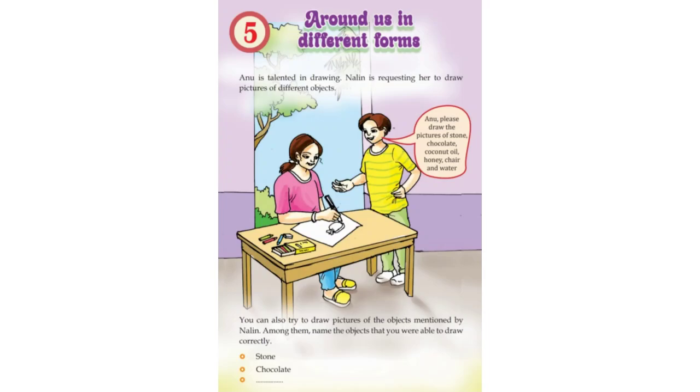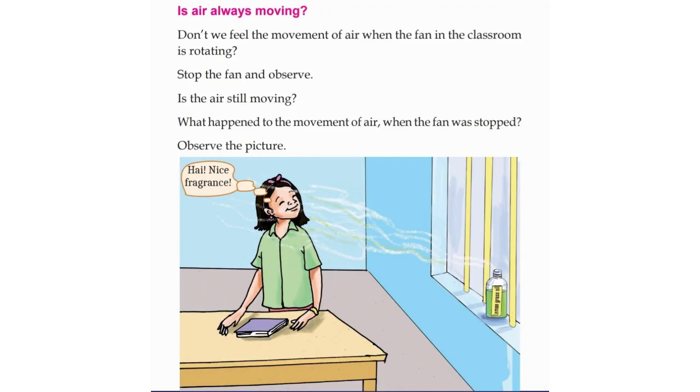EVS Lesson 5. Around us in different forms. Is air always moving? Don't we feel the movement of air when the fan in the classroom is rotating? Yes. Stop the fan and observe. Is the air still moving? Yes. What happened to the movement of air when the fan was stopped? The movement of air was slowed down.